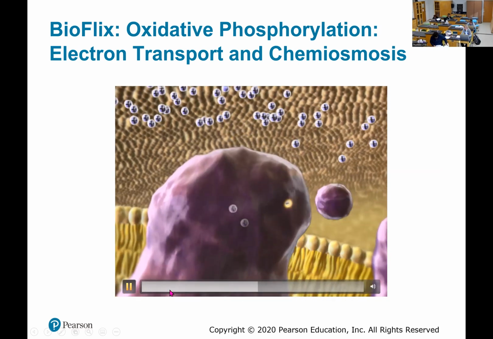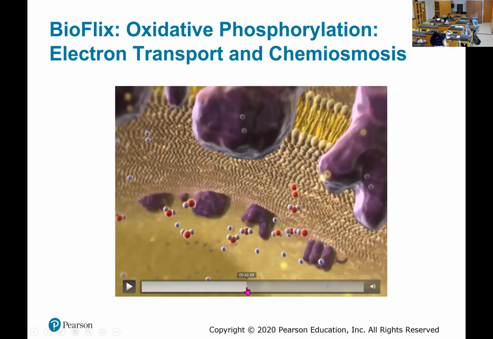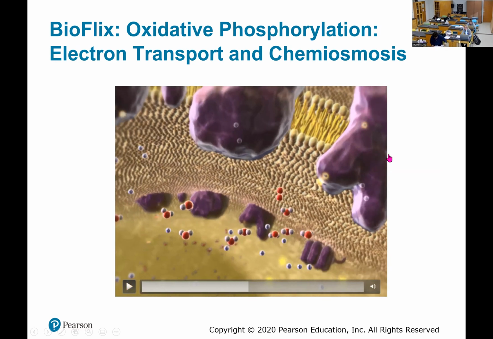Okay, pause. See how those electrons are just waiting there? They can't leave until they're picked up. That further shows you how, if there's no oxygen to pick these up, everything backs up further up the chain.